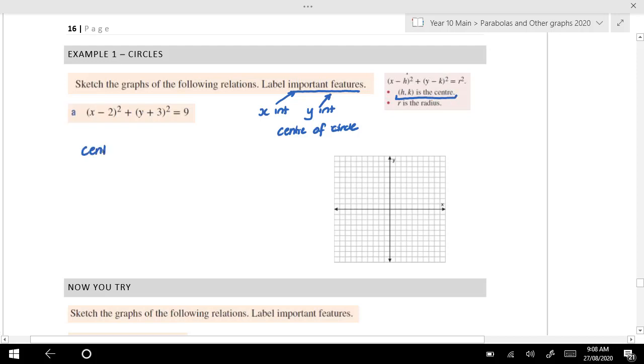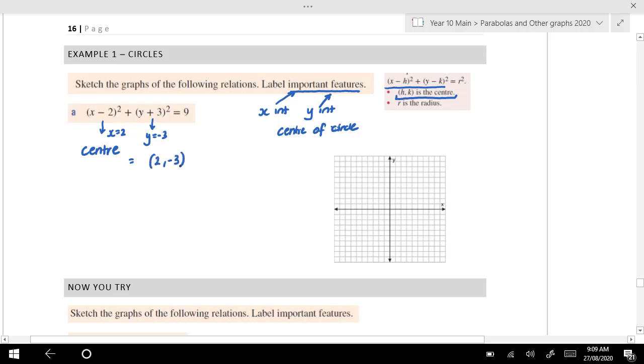So the center is at (h, k), but it's in this form of x minus h all squared, y minus k. So for the center, what would x have to be for this to be 0? x would have to be equal to 2. And what would y have to be for this to be 0? y would have to equal minus 3. In other words, it's really just the opposite sign. So the center is therefore at the coordinate (2, negative 3).